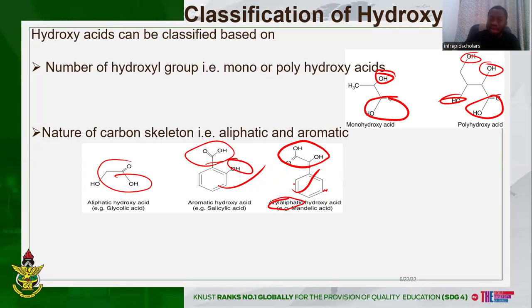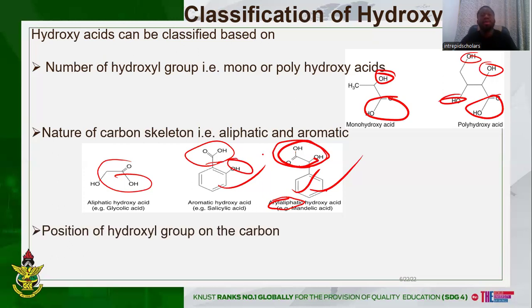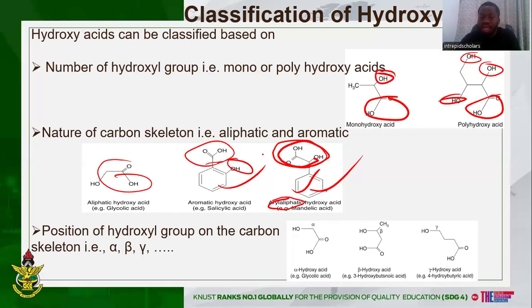It means it's an aryl group, right? That's aromatic. And then there's also an aliphatic group, that is the straight chain that we have here, right? Now, the position of the hydroxyl group on the carbon. And this is the most important classification. In that, we would have alpha, beta, gamma, delta. Then we go on like that.